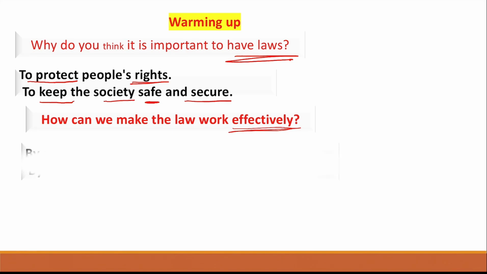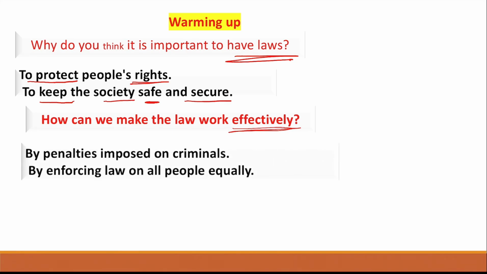We can, yes, we can impose penalties. So penalties imposed on criminals. So the first thing is by penalties imposed on criminals. And the second one, which is again most important here, enforcing law on all people equally. Okay, so these are the two most important reasons or ways to make sure that the law work effectively. All right, so let's get started with our new lesson and the vocabulary part.